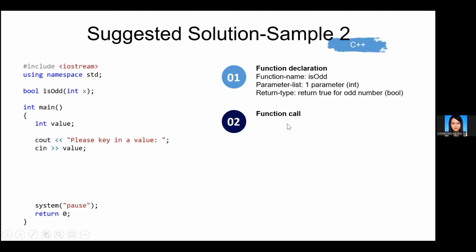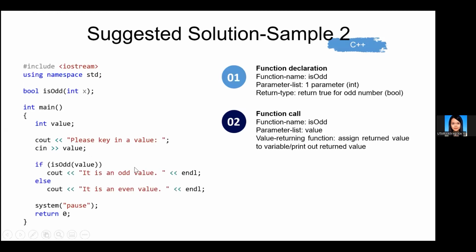And then we go to the function call. Again, for the function call, we have to see, because this is a value returning function. Just now we know, right? Either we store the return value true to a result variable, or we print out the return value true, but there's no point for us to print out the return answer true or false.